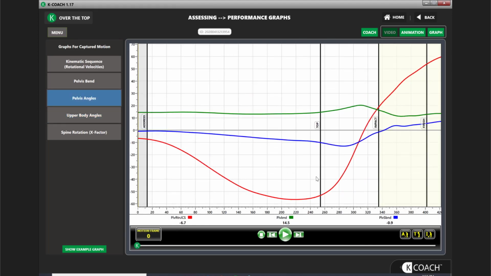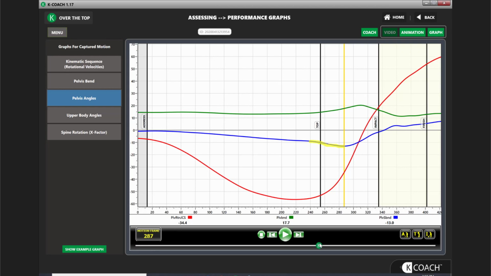Pelvis angles. Remember I told you what the lower body does is an influence on the upper body. So this player has 10 degrees of side bend at the top. By the time they get to the middle of their downswing, they have increased it to 13. That's only 3 degrees, but it's a big deal when it comes to what's happening in the downswing, how little time we have in the downswing to get the club moving the right way.